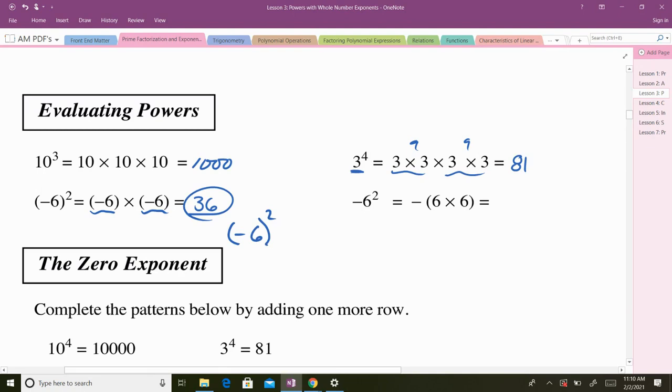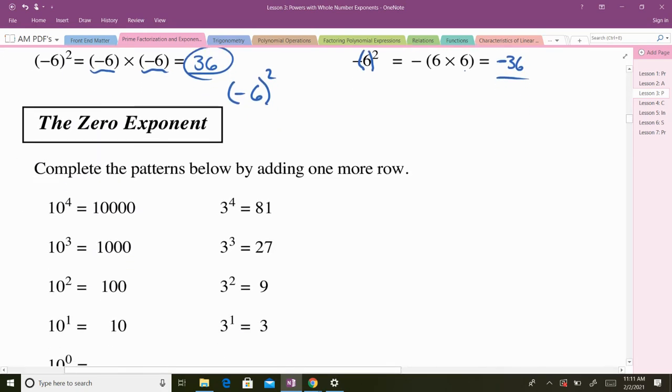All right. (-6) times (-6). Yeah, that's the same thing. That's fine. All right. The second one, -6 squared. If there's no brackets around it, it means that the negative is not being squared. So it's just 6 times 6, which is 36, with a negative in front. So you should get a negative there. Okay. When you're using your calculator, where you put the brackets really matters.